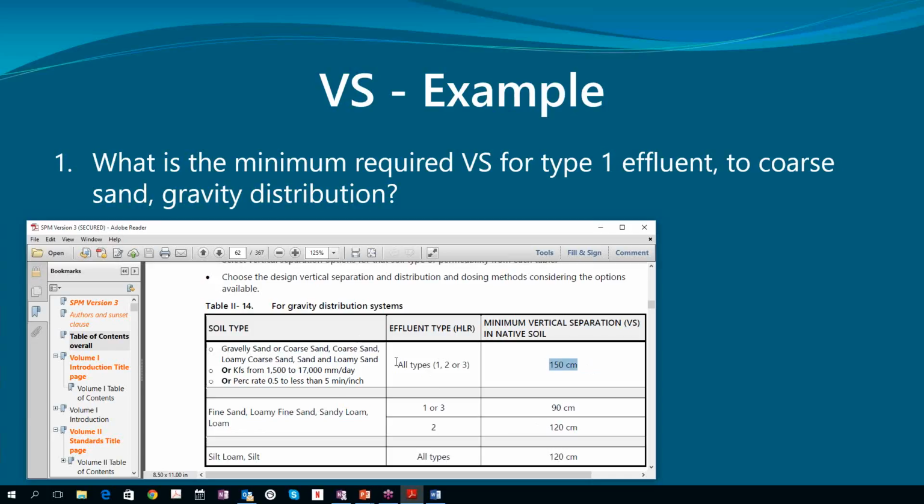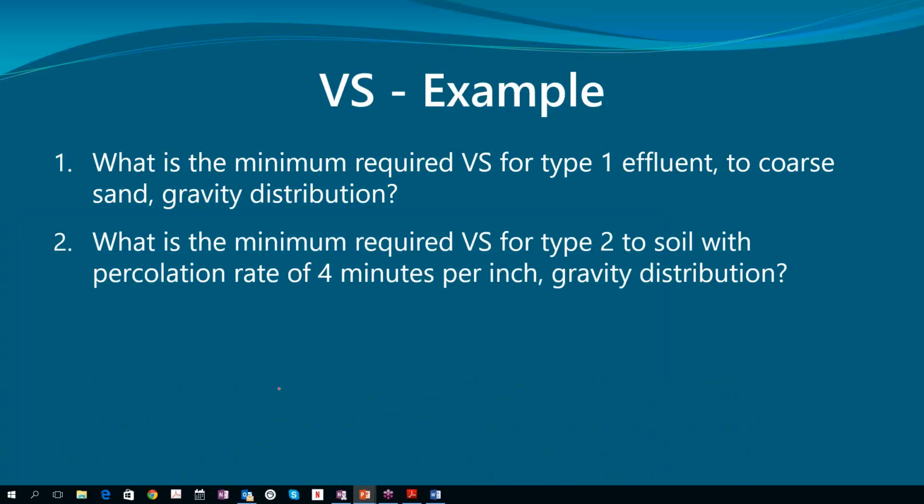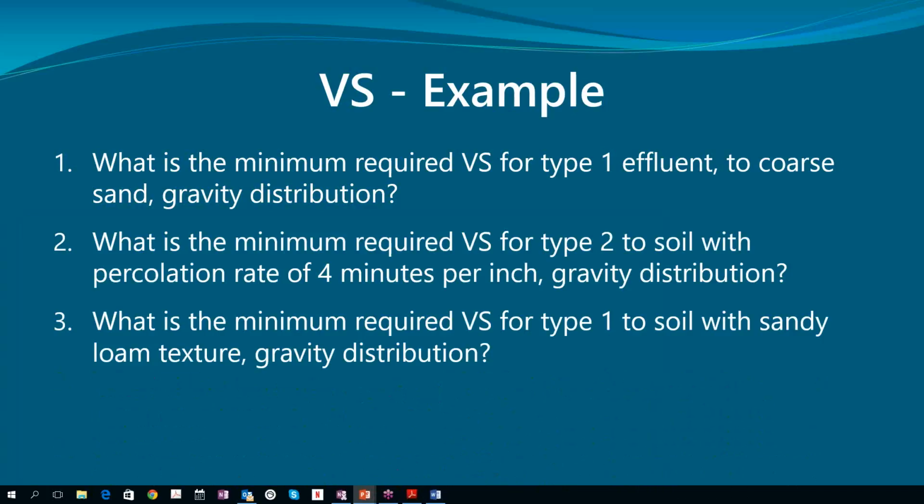It's a two-pronged approach in that we also have to check permeability right there. So we also need 150 centimeters if perk rate is between half a minute to 5 minutes per inch. And the next question is 4 minutes per inch. Answer: 150 centimeters. Next one, type 1 to sand or sandy loam.